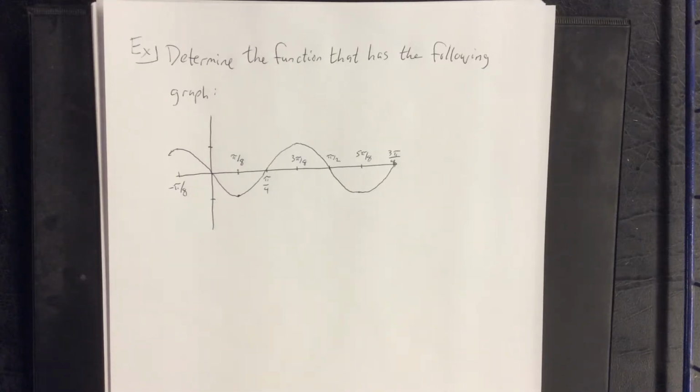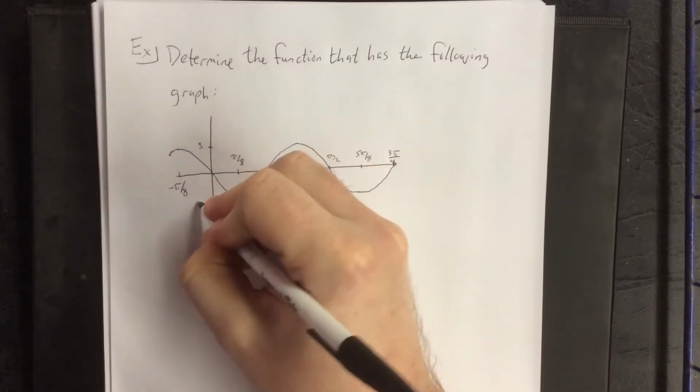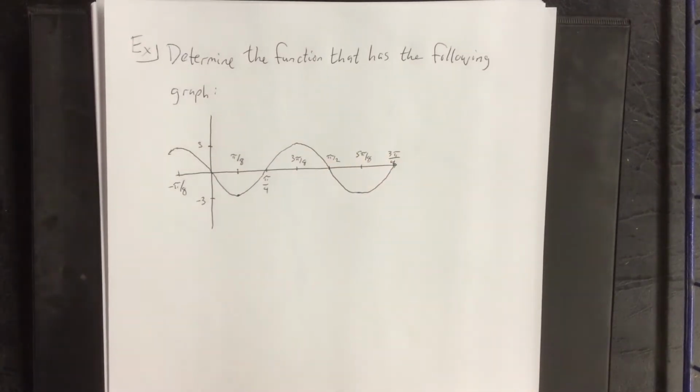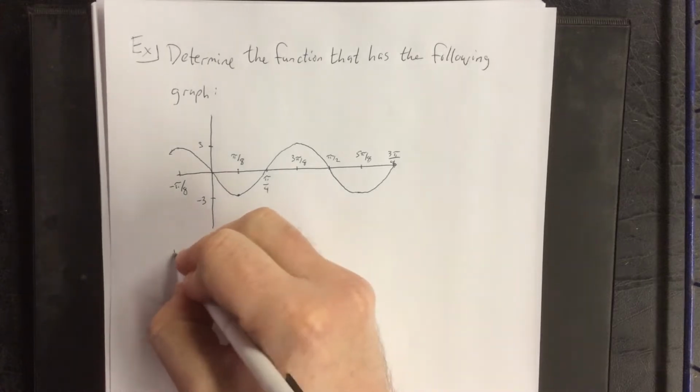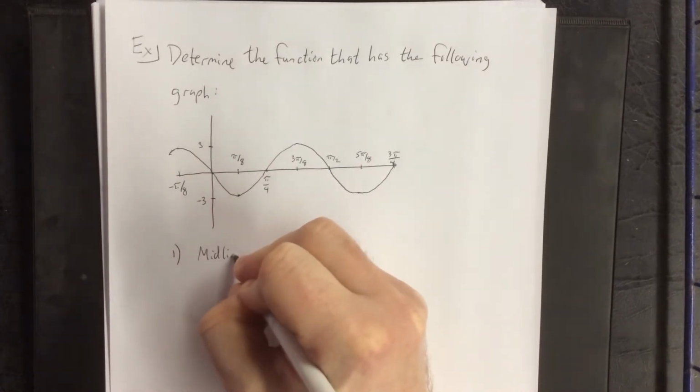So in this example, we've been given the graph of a sinusoidal curve, and we are going to determine what is the function that has the following graph. So based off of what we said in the previous video, we're going to run through our checklist. So first thing will be the midline.